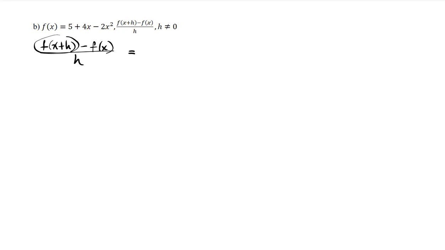So once again, replace all the x here with the expression x plus h. That gives us 5 plus 4 times the quantity x plus h minus 2 times the quantity x plus h squared. So this entire expression here represents f of x plus h. We're going to put all that in parentheses. And now we're going to subtract the function f of x.